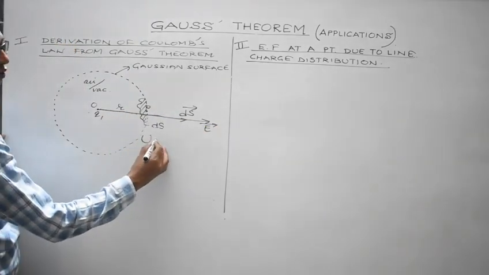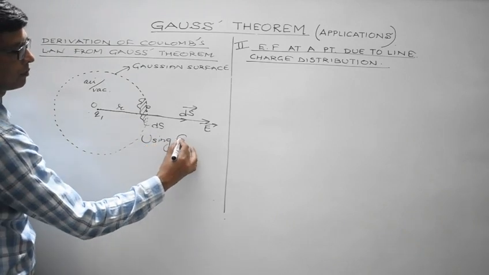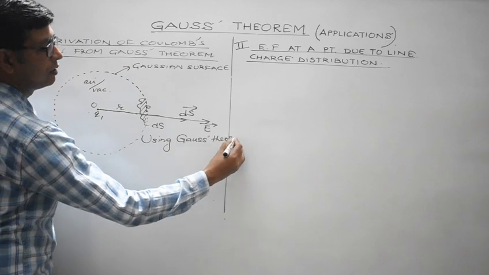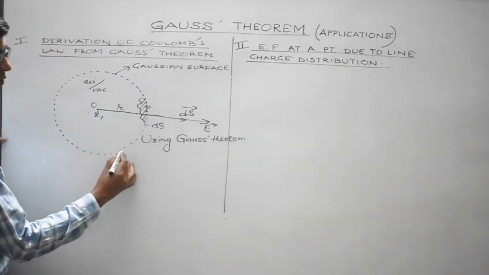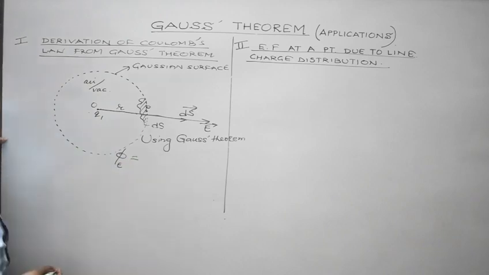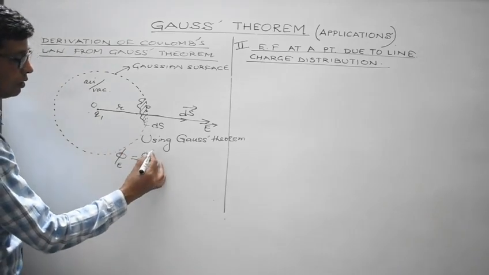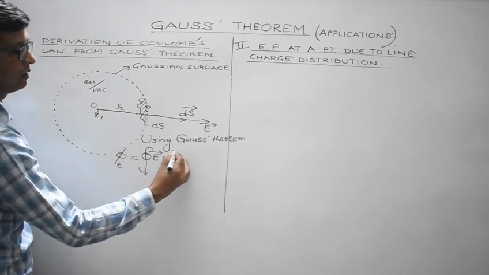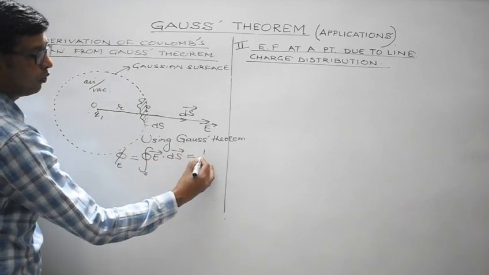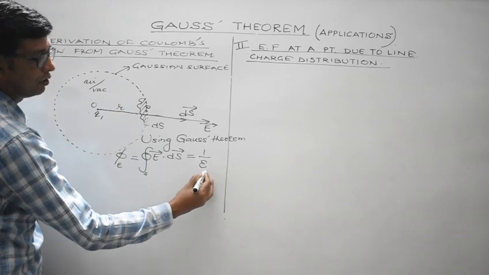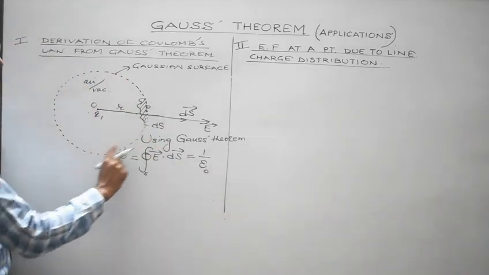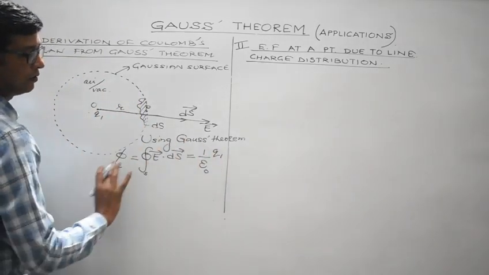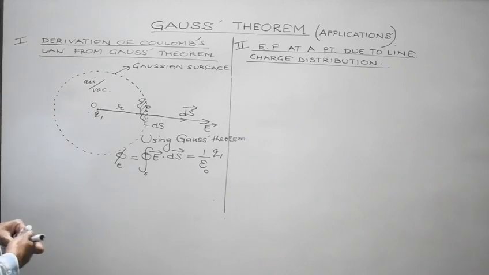Now, using Gauss theorem, we are aware Gauss theorem states that electric flux, which is numerically equal to the closed surface integral of the electric field, is numerically equal to 1 by epsilon naught times the net charge enclosed. Here the net charge enclosed by this Gaussian surface is Q1. Fine? So let's evaluate it.